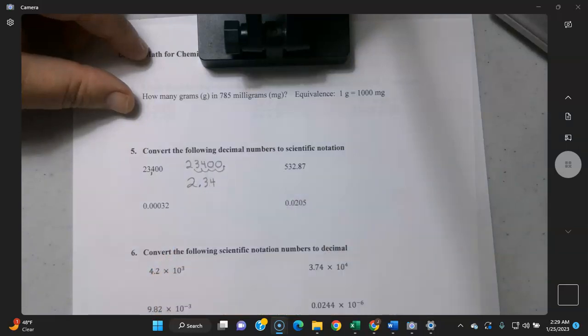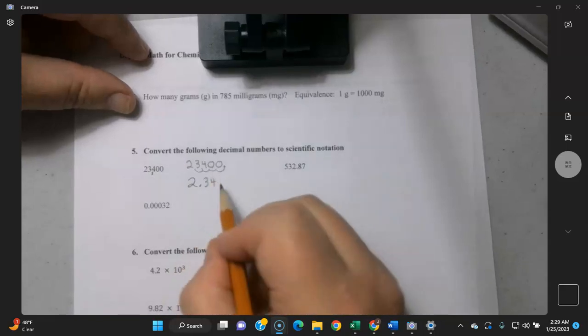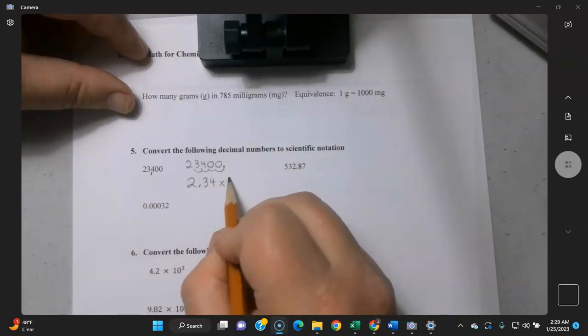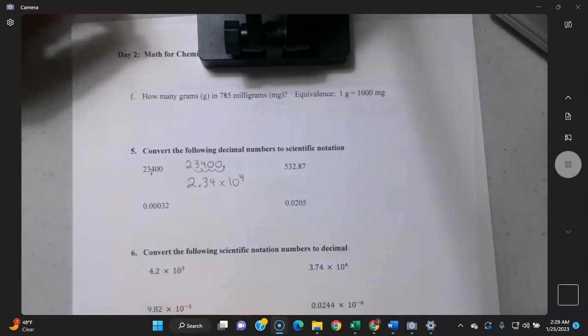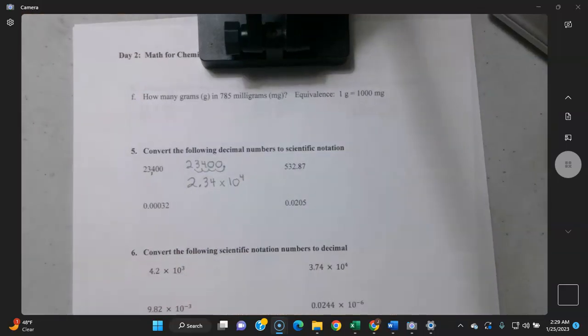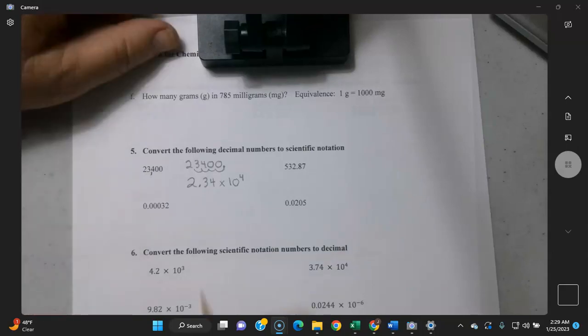You can cut those off. And you moved it 4 places. So it's times 10 to the 4th power. So that's scientific notation. Again, we use scientific notation to write really, really big numbers or really, really small numbers in a compact form.